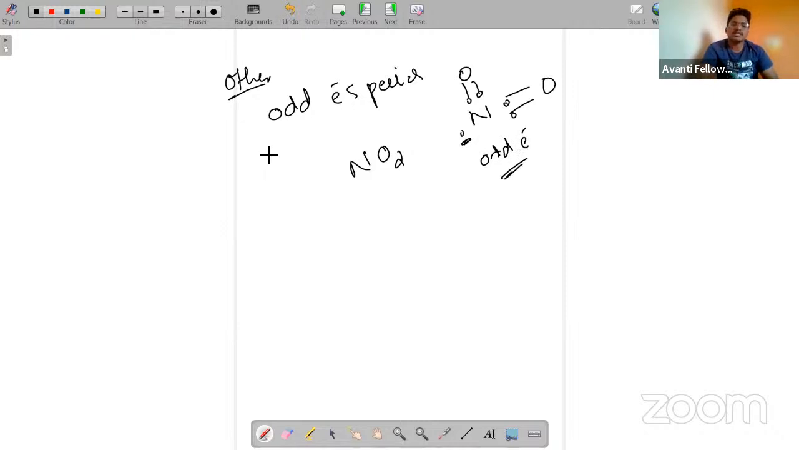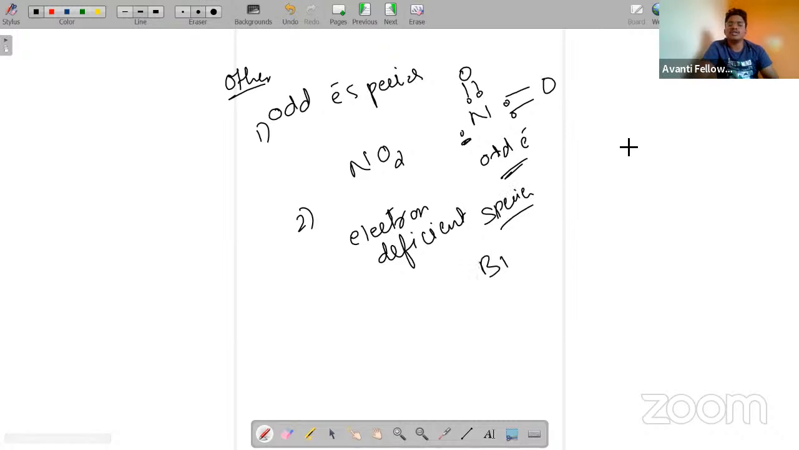And what is the next drawback? It didn't talk about electron deficient species. What are electron deficient species? Can you guys tell me? Like BF3. In BF3, the boron does not have 8 electrons in the valence shell. Boron, if you take 1, 2, 3. If you take the fluorine, how many electrons does boron have?